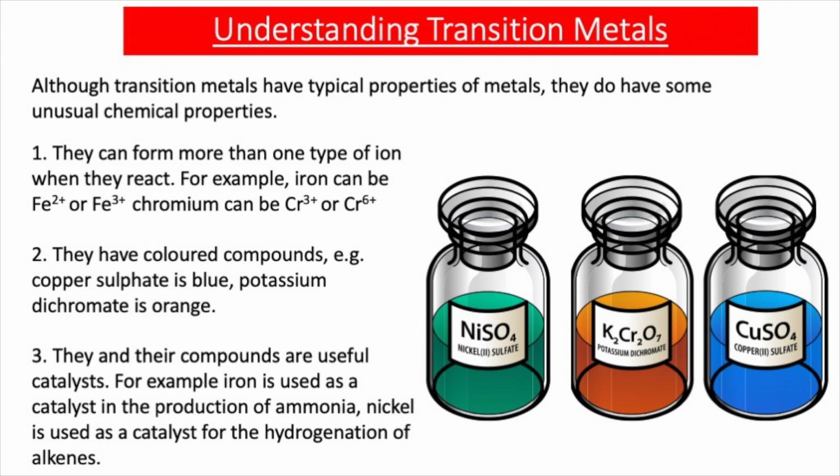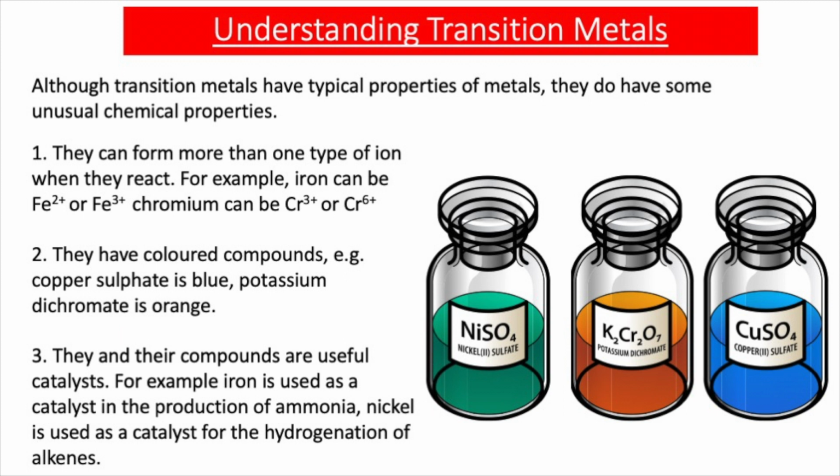Now, transition metals also have coloured compounds. So, for example, copper sulfate is blue, potassium dichromate is orange, nickel sulfate is green. So this is another chemical property of transition metals, the fact they have coloured compounds, and we utilise this in some of their uses. Now, another property of transition metals is the fact that they have catalytic properties.